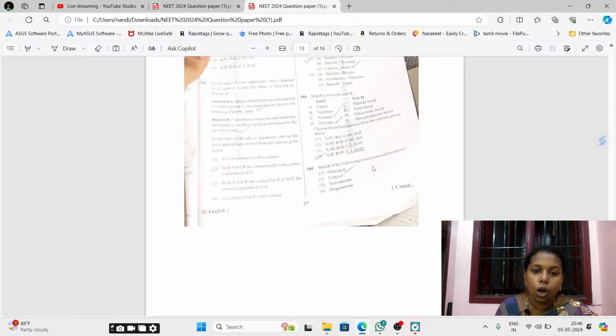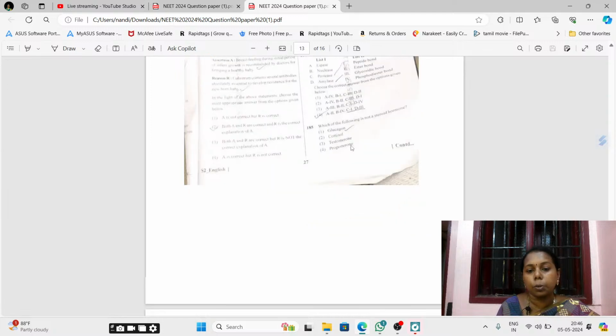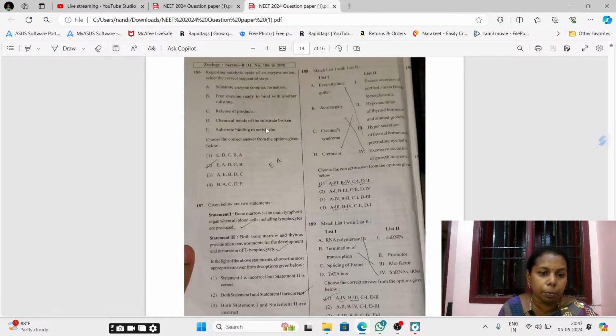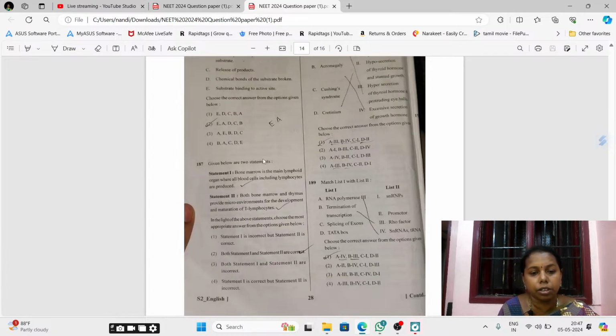185. Which of the following is not a steroid hormone? Glucagon is not a steroid hormone, which is in option 1. Now 186, regarding catalytic cycle of enzyme action, select the correct sequential step. Substrate should bind to the active site, then it should form a complex, then chemical bonding of substrate is broken. Then there is release of the product, and the enzyme will bind to another substrate. So option B is the correct answer.